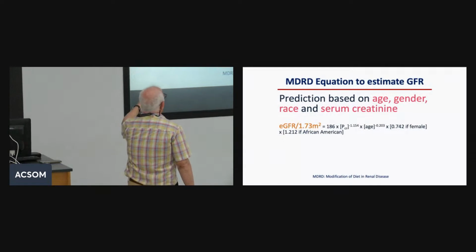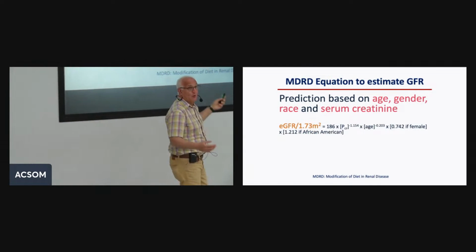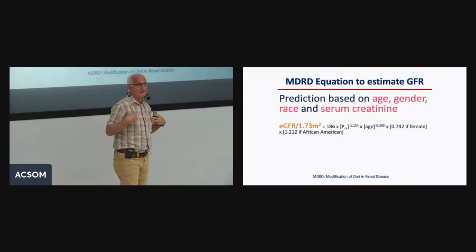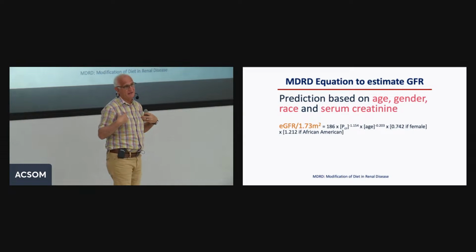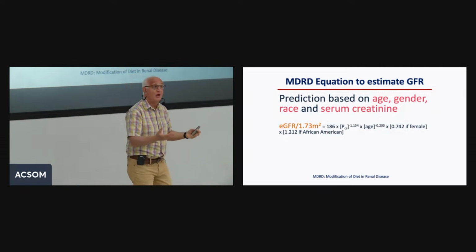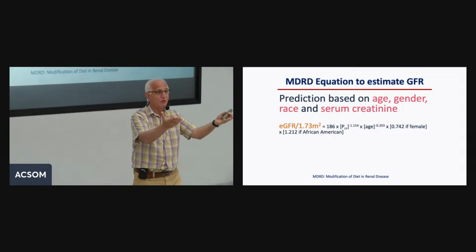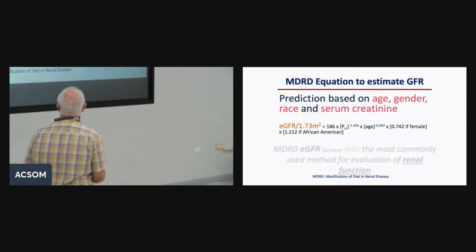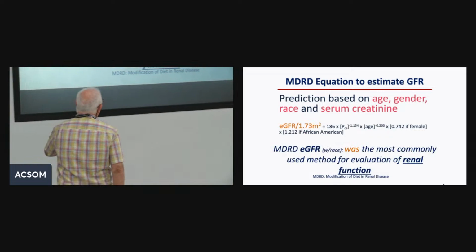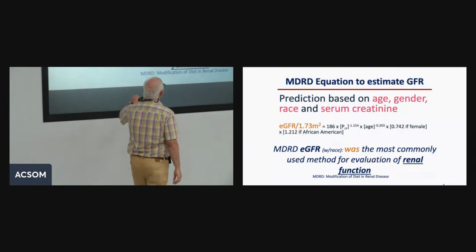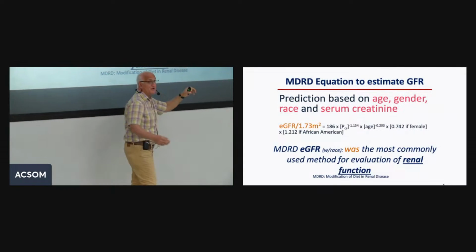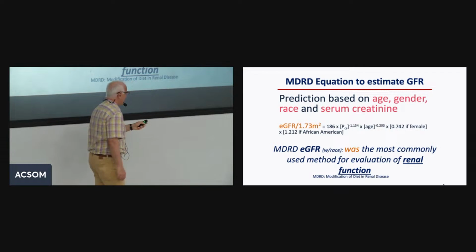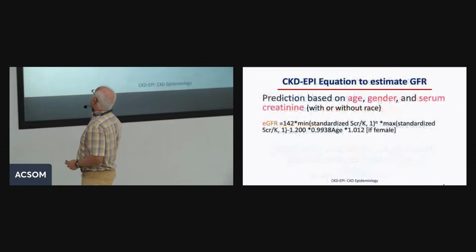So this is the formula. Do I know this formula? No, I have never learned it. Nobody has asked me to learn it. I put it there for you just to know. You don't learn this. That's why you have Google. That's why you have the laptops. MDRD GFR was the most commonly used method for evaluation of renal function until recently. And now it's changed. You will see how.